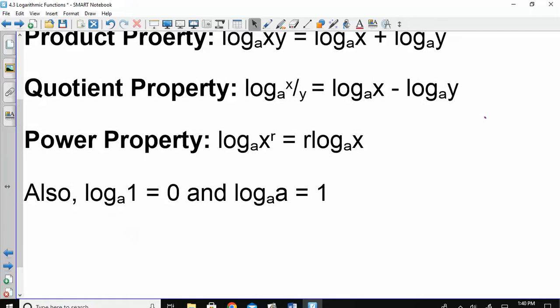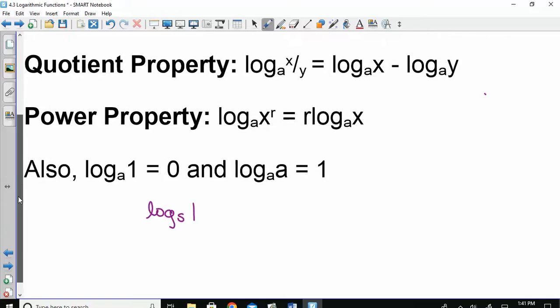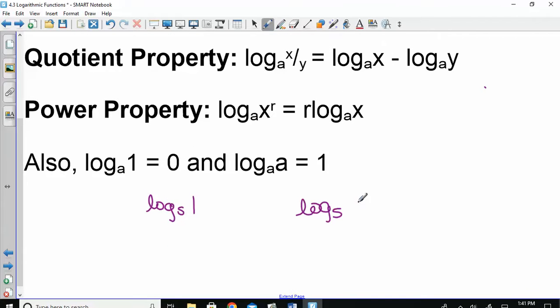These last two things here, they're kind of properties, they're kind of things that we could just think about. If you think about what a log means, we talked about Friday how it's asking for an exponent. If I said, for instance, log base 5 of 1, that means 5 to what power equals 1? 0, because anything to the 0 power is 1. If I said log base 5 of 5, that's saying 5 to what power equals 5? That's the first power. So that's where these come in, not necessarily that you have to memorize them as properties. We just know when we're evaluating logs, that's what's going to happen.